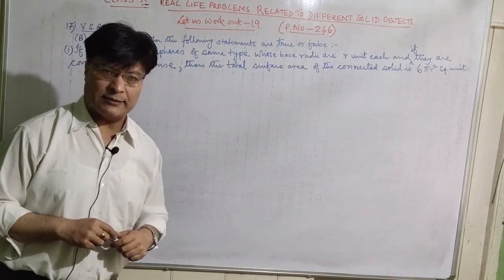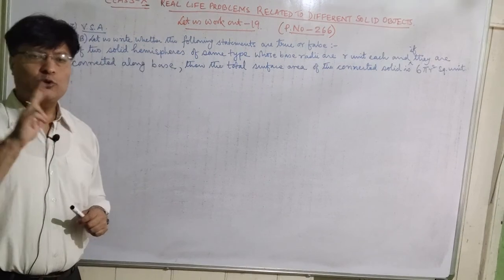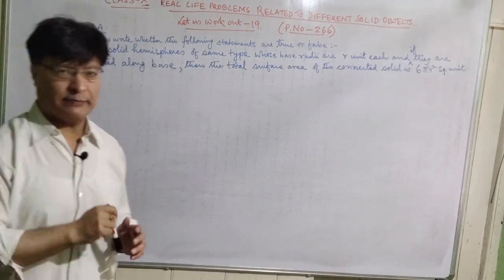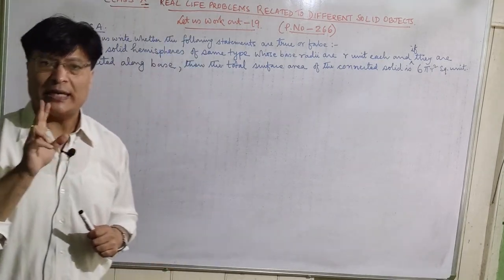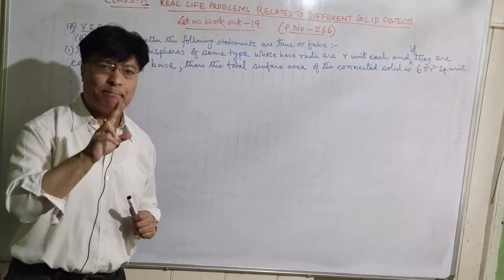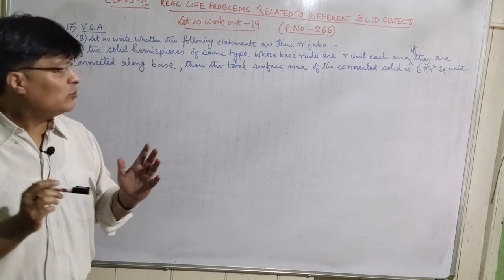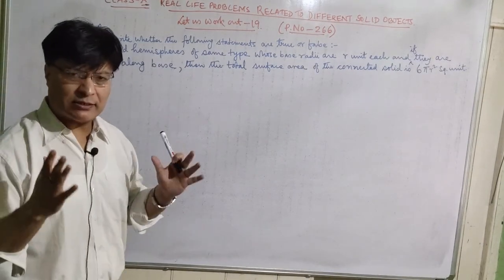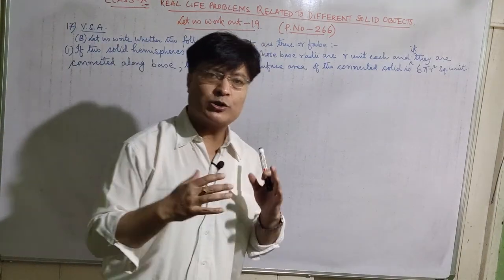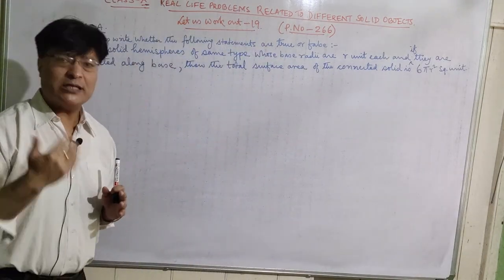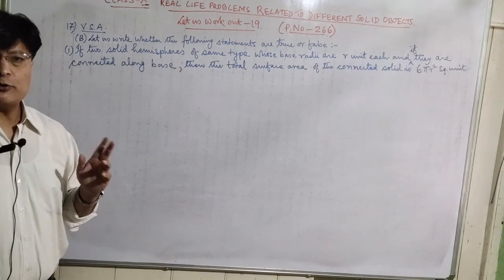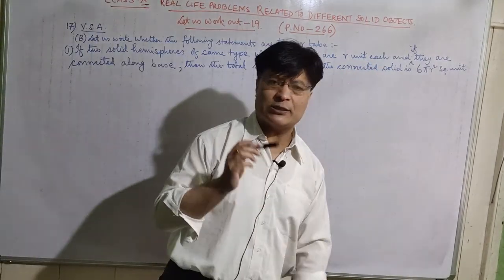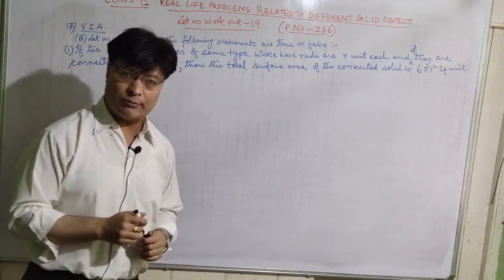So try to understand. There are two solid hemispheres of the same base radii. Now they are connected along the base. So a solid sphere is formed. So you have to check whether the total surface area of the connected solid is 6 pi r square unit or not. You have to check it.